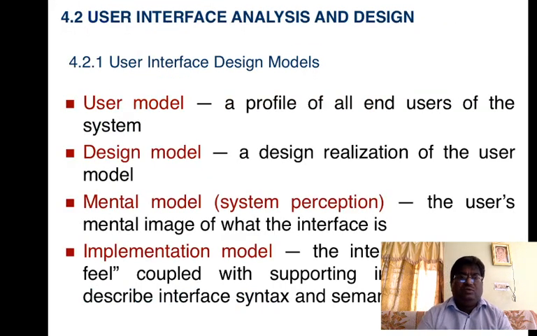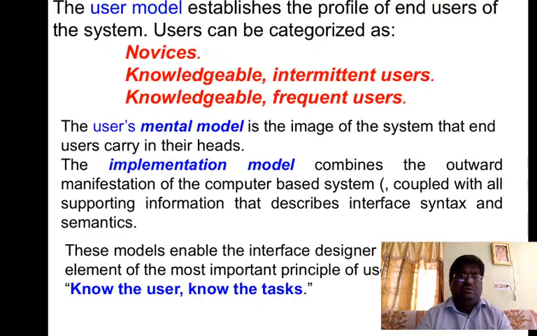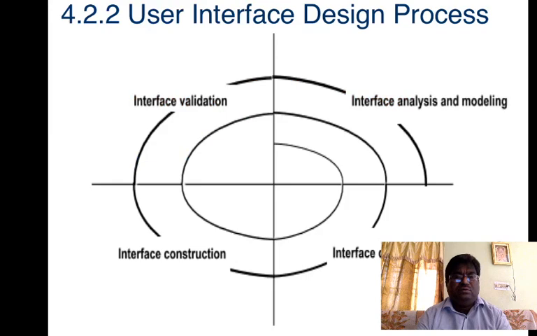Second, user interface analysis and design. There are four models. First model is user model. Second one is design model. Third one is mental model. Fourth one is implementation model. This is the second topic for today. So good interface design takes place by using an iterative process model. This is very important.